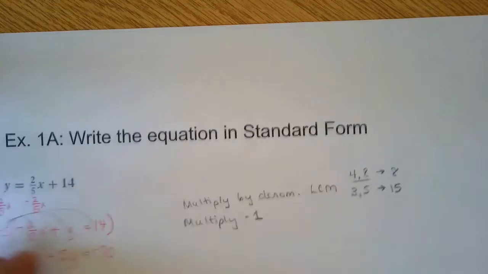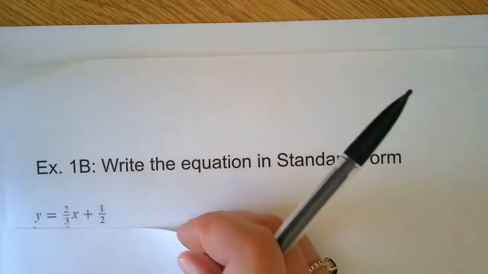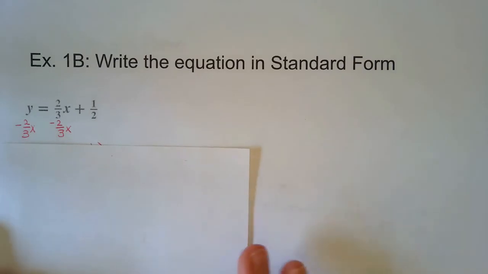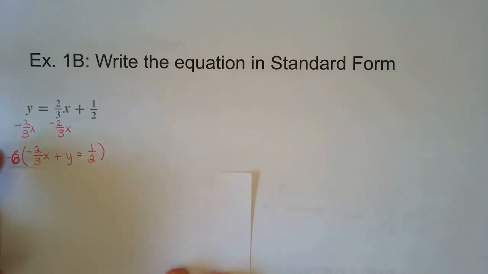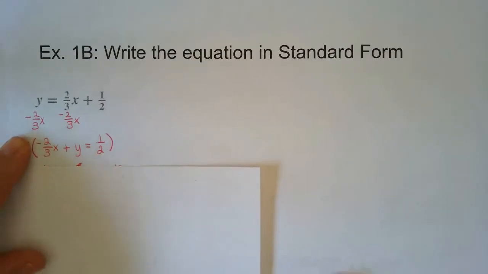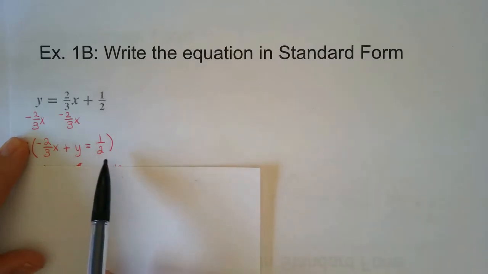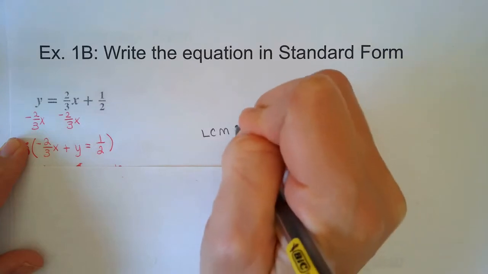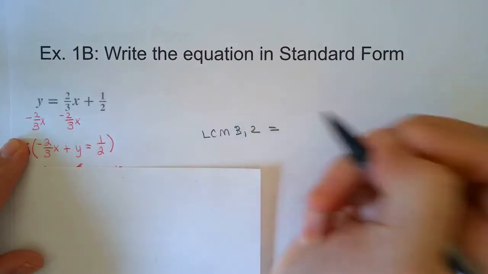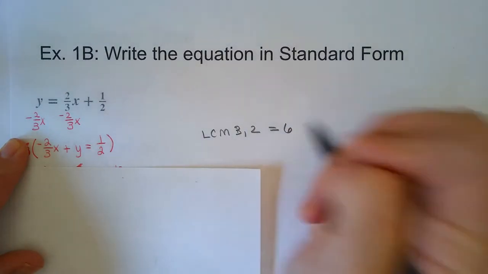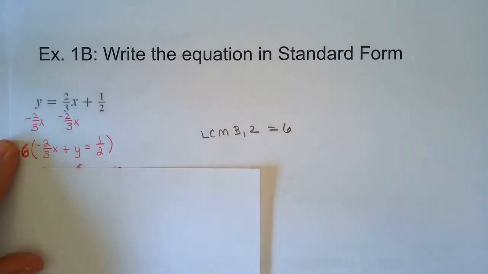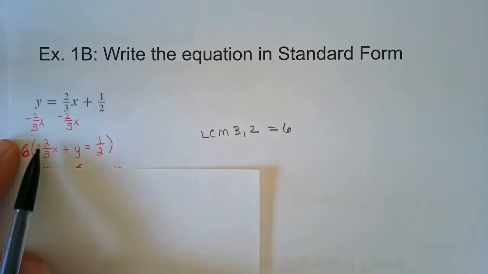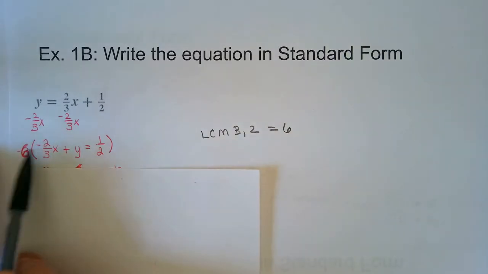Pause the video and try the got it question. In the check question, you should have minused your 2/3 over. So then you would have this form, negative 2/3 x plus y equals a half. Here's an example where you need the least common multiple of 3 and 2. A number that both of those would go into would be 6, so I would want to multiply by 6. You also have a negative out in front here, so you would need to times by a negative 1.